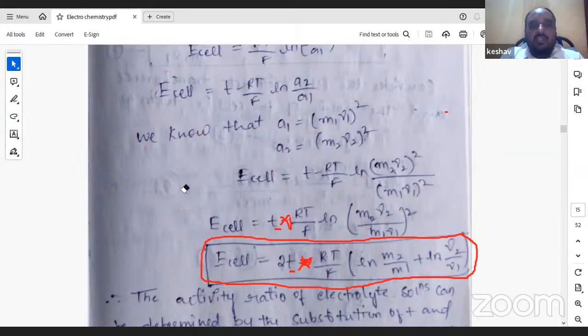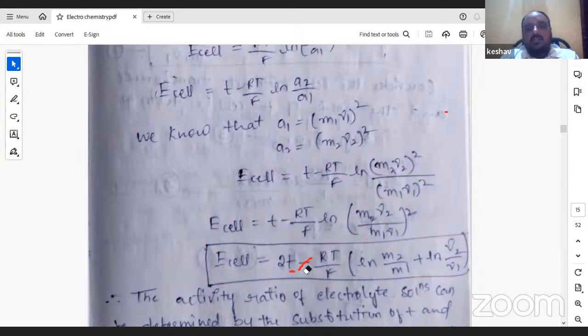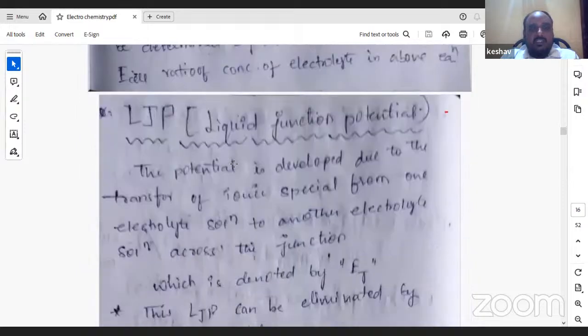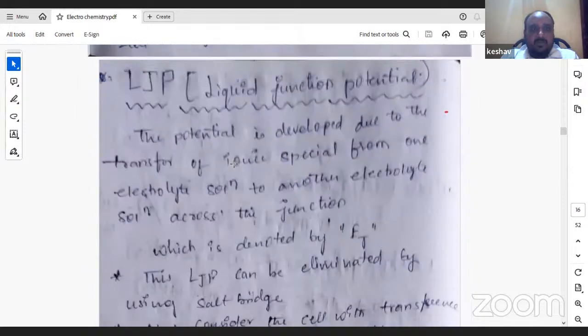So these are the four equations: concentration cells with transference and without transference, chemical cells with transference and without transference. Now, with the help of this, we are going to find out the liquid junction potential, that is the LJP. What is the liquid junction potential?